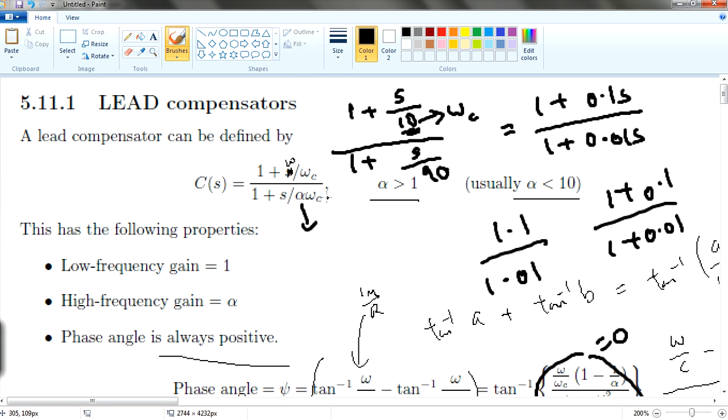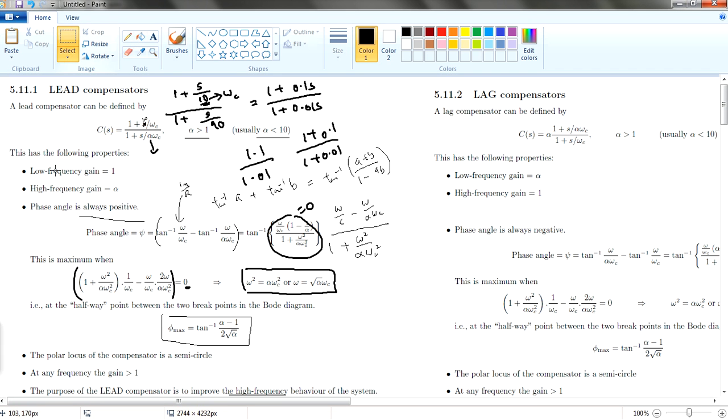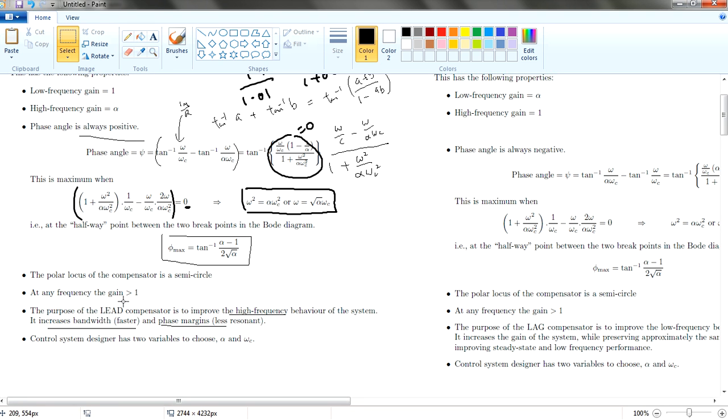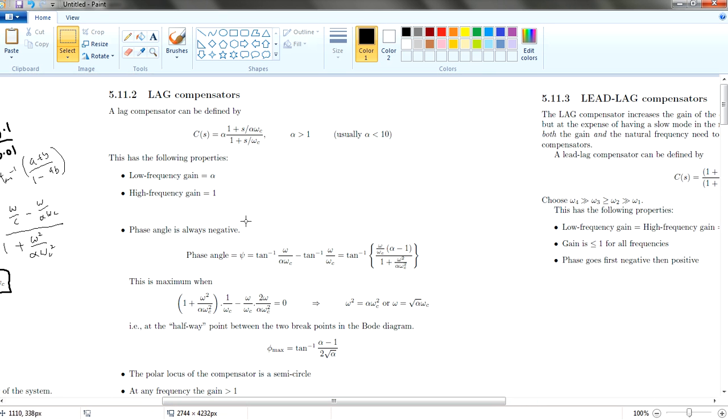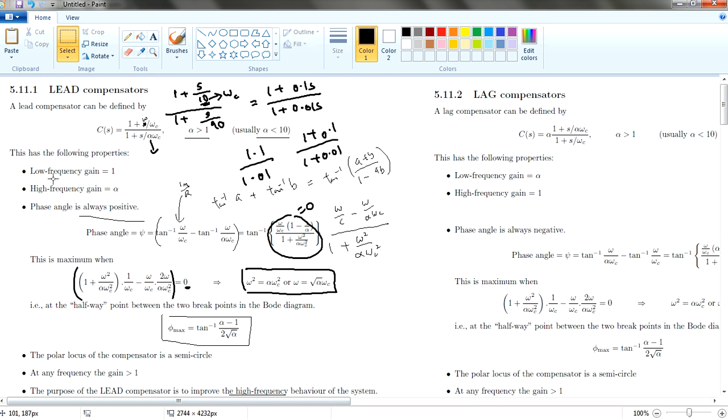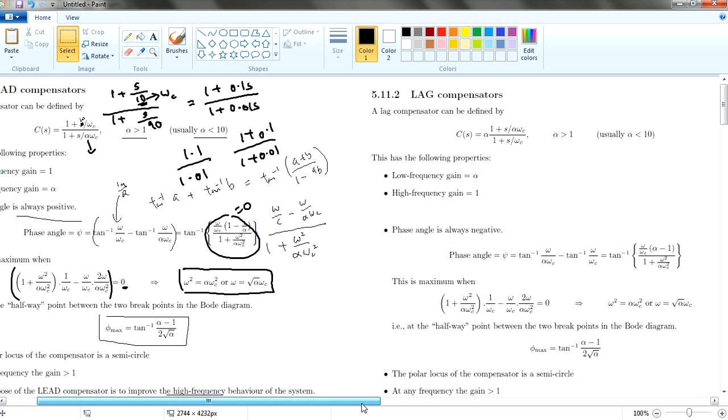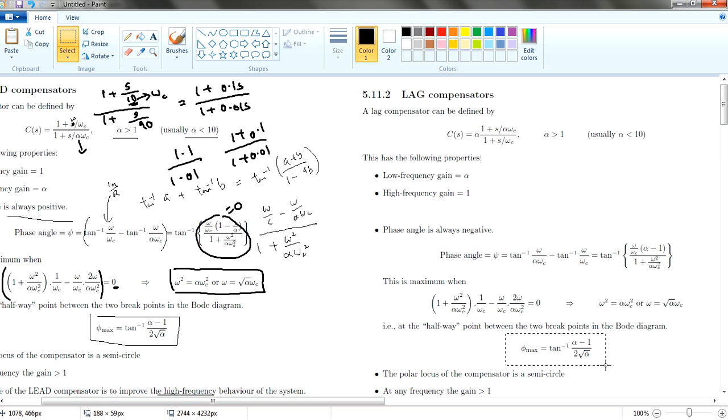So for the lead compensator, what you need to remember is that the low frequency gain is equal to 1, and the high frequency gain is equal to alpha. The purpose is for high frequency, increased bandwidth, and higher phase margin. And then for the lag compensator, it's the other way around. As you can see, low frequency is alpha, high frequency is 1. So the equation is the same. This one is the same as this one. You should take a look. Exactly the same.